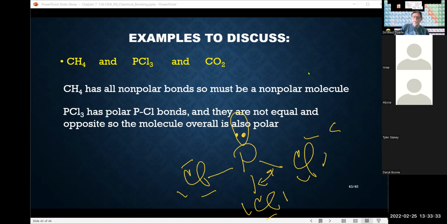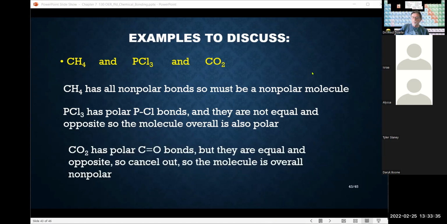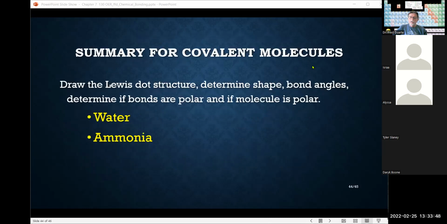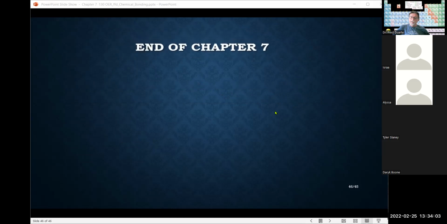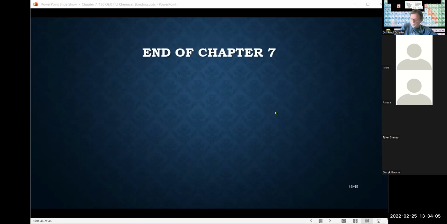And then we talked about carbon dioxide, the fact that the polar bonds cancel each other out because they're going in different directions. We have a nonpolar species. All right, so we talked about ammonia, we talked about water, so we don't have to go at length. So you can practice again, to be able to answer these questions whether the molecule is polar or not. With that in mind, congratulations, you have completed chapter 7.